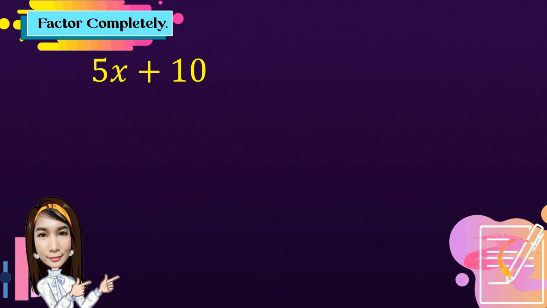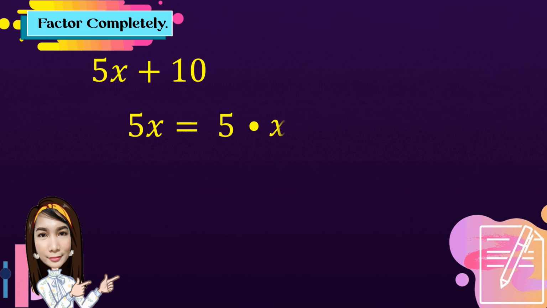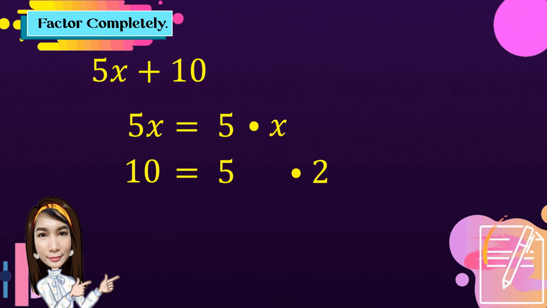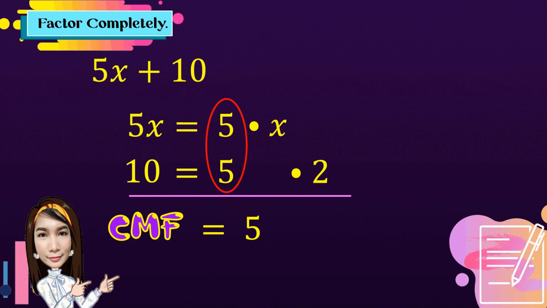Now let's have the given binomial consisting of two terms, 5x plus 10. Let's start with 5x. 5x can be factored as 5 times x. Next, the second term, 10, can be factored as 5 times 2. Then, encircle the common monomial, which is 5. So, that will be your greatest common monomial factor.